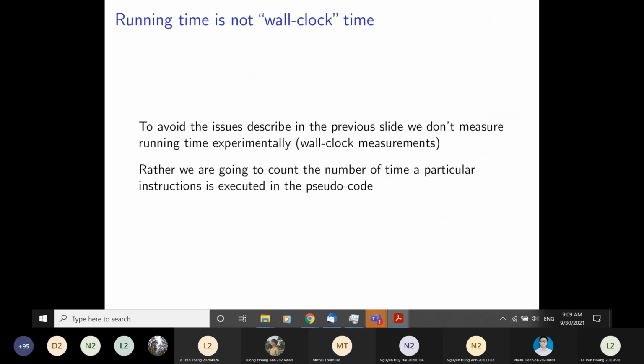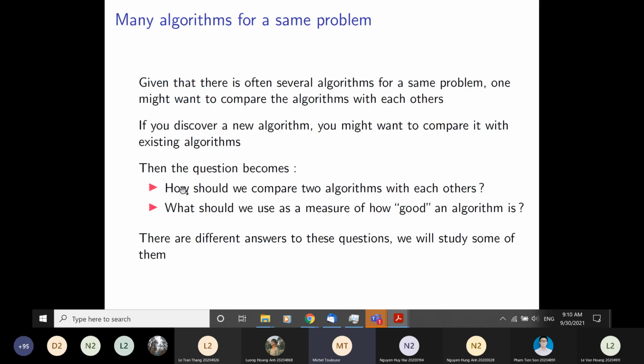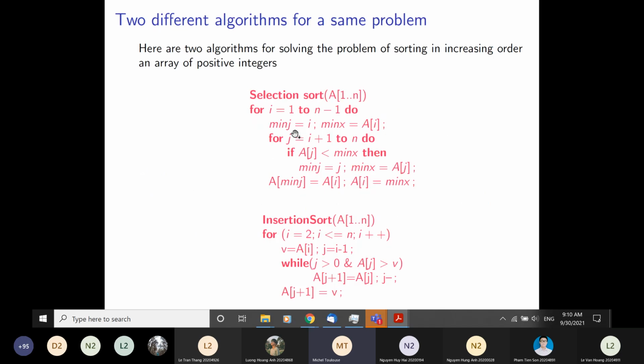So then which way can we compare algorithms or the running time of algorithms? At the beginning we're going to use another way, which is going to count the number of times one particular instruction is used. So we're going to give up the wall clock measurement that I have just described previously, and we are going to try to pick an instruction, because what you saw in the code previously, there are lots of instructions, right? So we can pick one instruction in the code and count how many times it's going to be executed when the algorithm is solving a problem.